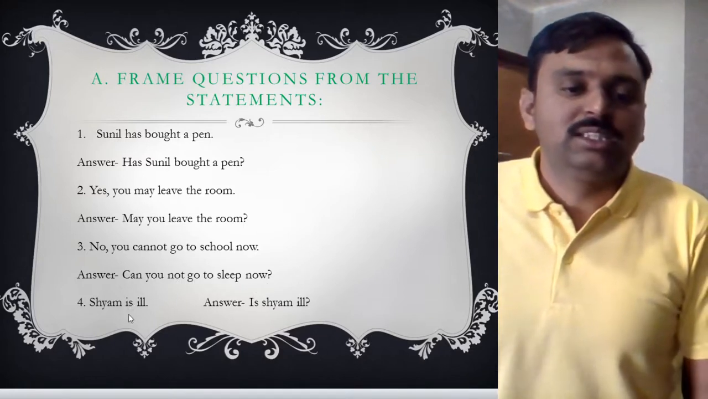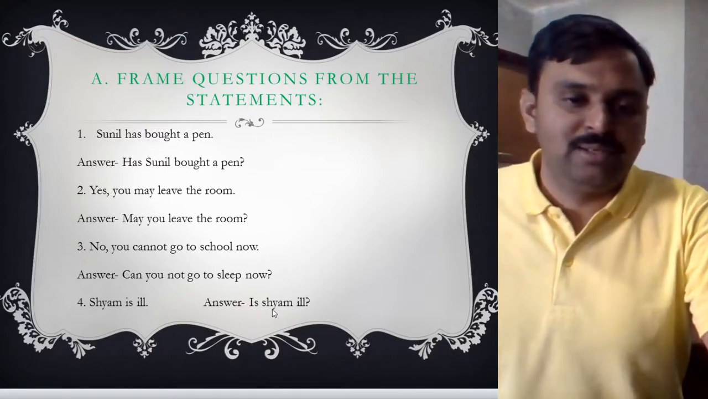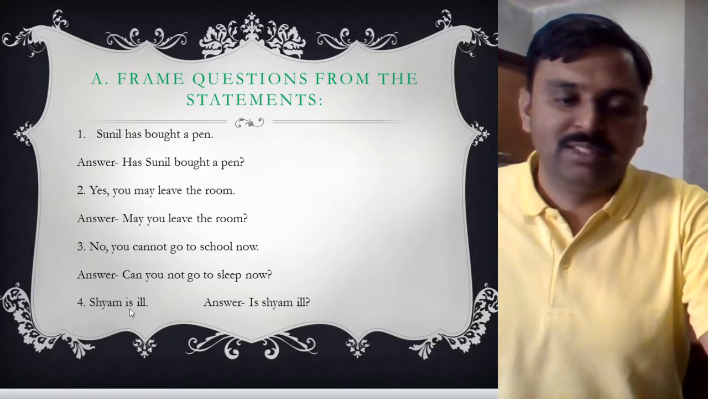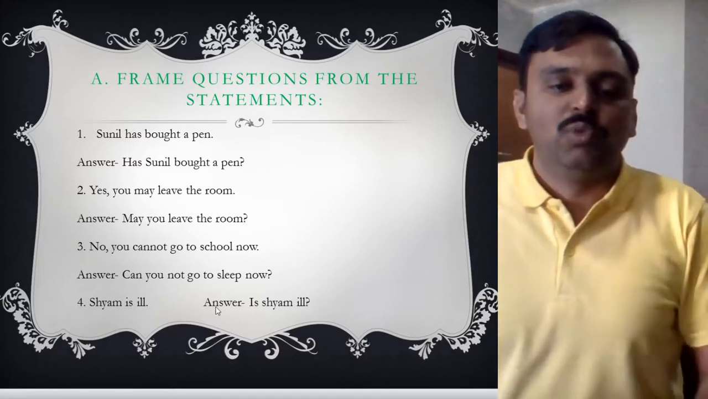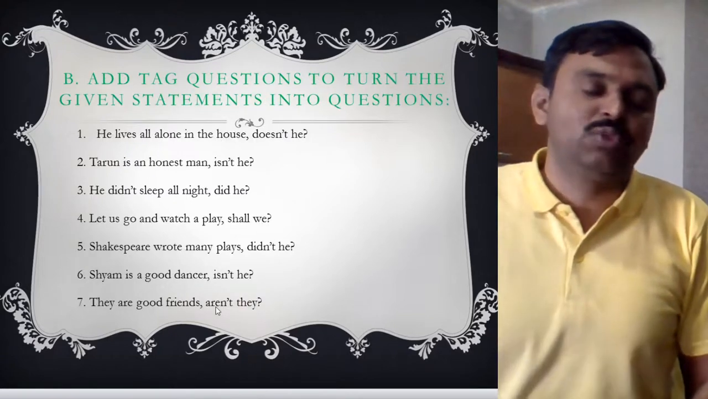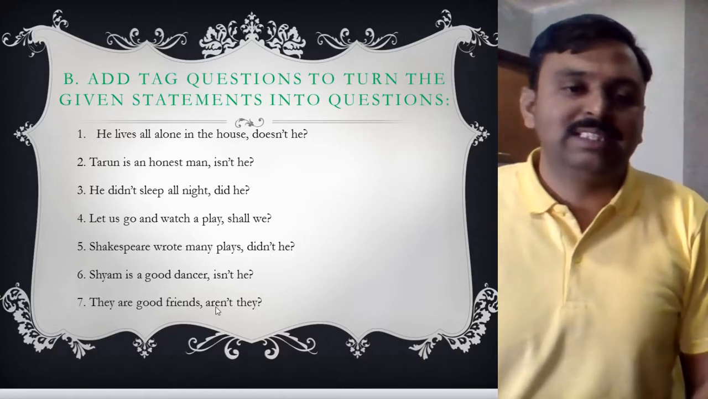Next one, Sham is ill. So we go for the answer like, is Sham ill? Okay, just the same, very simple. The helping verb is mentioned here, so the same you have to use in the beginning. Whenever the helping verbs are mentioned, it's very simple to make a question. Now, the remaining examples you can practice.